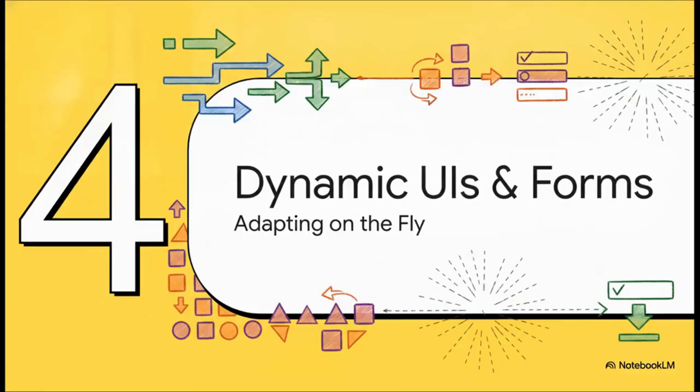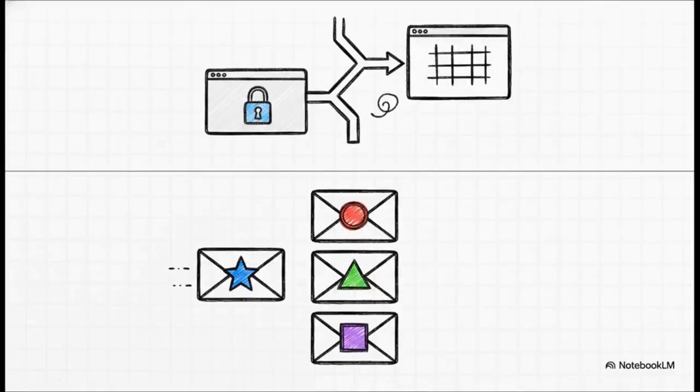Section 4. Dynamic UIs and forms. To adapt visuals on the fly, React leans heavily on two really important concepts. First up is conditional rendering. This is where the app uses logic to mathematically evaluate what to show you, like, say, routing a validated user directly to their dashboard versus showing a guest the public login screen. It adapts dynamically based on the current state.